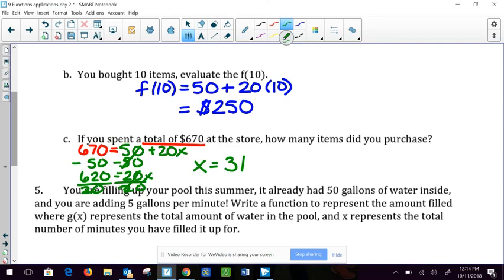Now, 31 means nothing unless you actually label what it's talking about. It told us that x represented the number of items that you purchased. So x is equal to 31 items. And that's all there is to these equations. Figure out who gets your x, and then ask yourself, is it giving me a starting value, or is it just whoever gets that x?